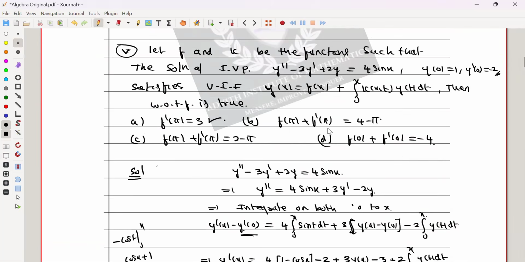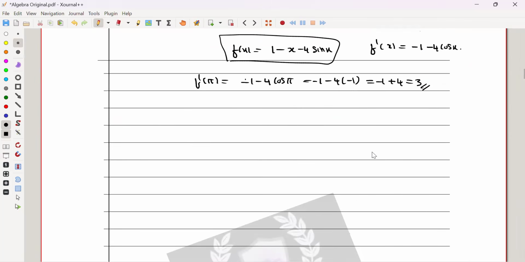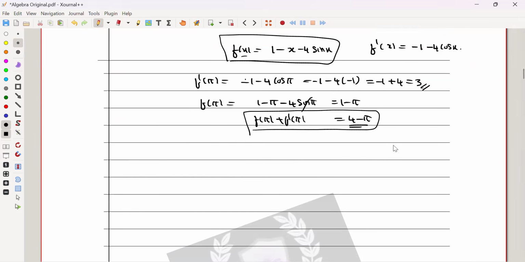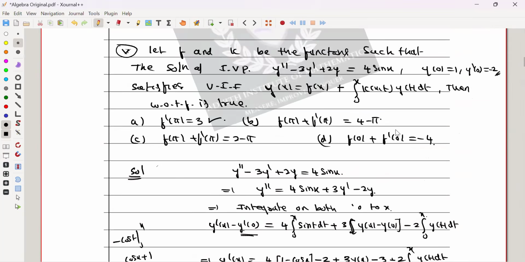So f of pi plus f dash of pi. So what is f of pi, sir? Substitute x equal to pi here. F of pi is equal to 1 minus pi minus 4 into sin pi. So sin pi is 0. So which is equal to 1 minus pi, sir. If we add these two, what comes? 4 minus pi. So therefore f of pi plus f dash of pi, so which is equal to 4 minus pi, sir. So therefore option B is also true. What about f of pi plus f dash of pi is 2 minus pi? So this is true, so this is automatically wrong.